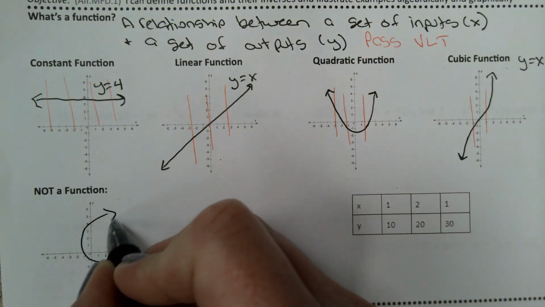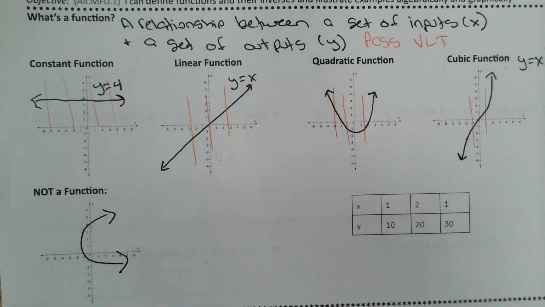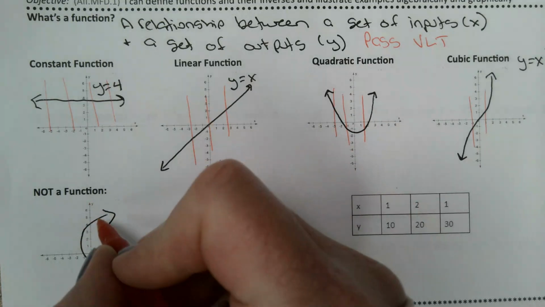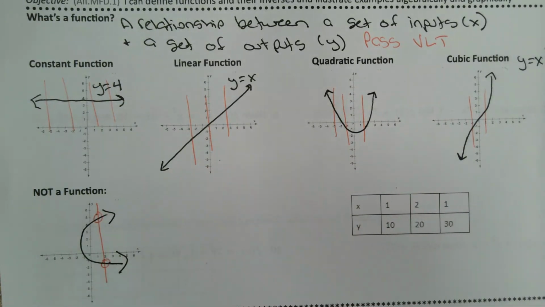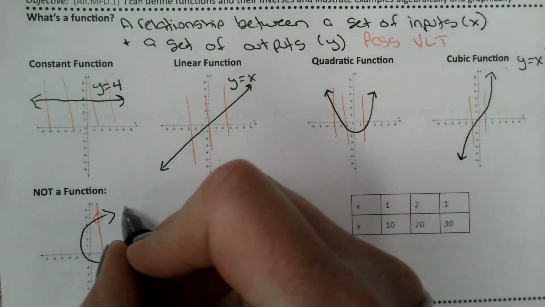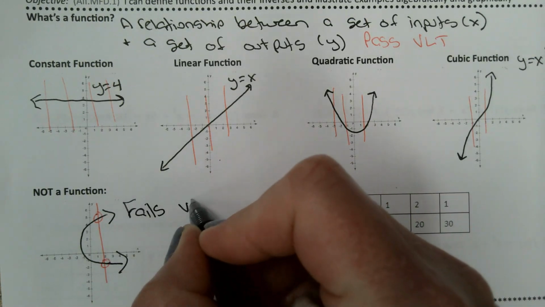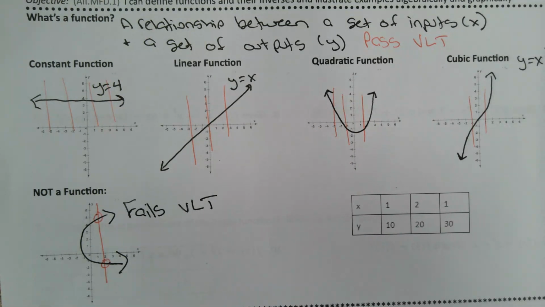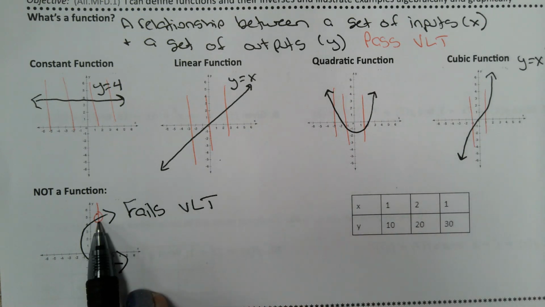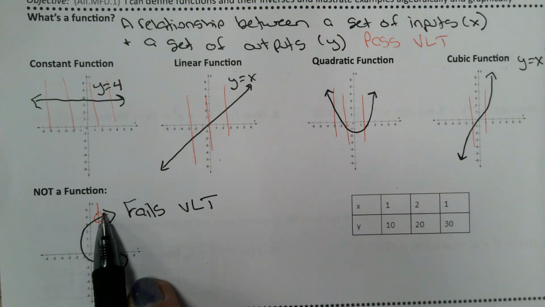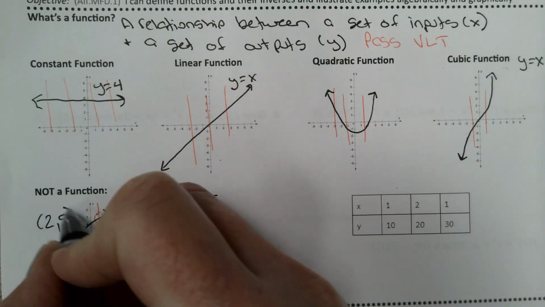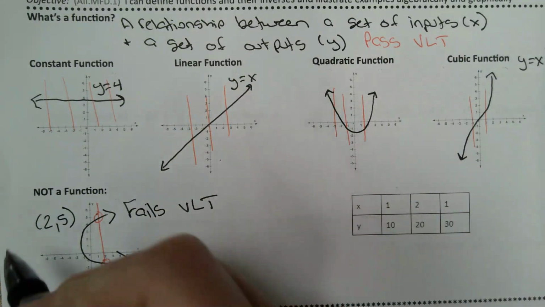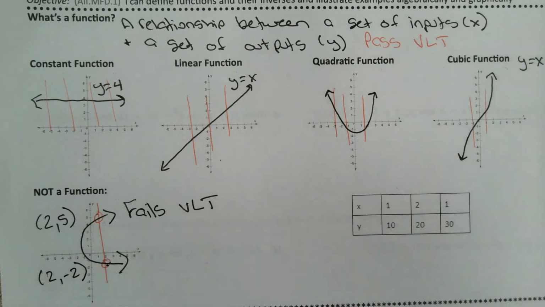So here is something that is not a function. If you took a parabola and you put it on its side, this is not a function, because when I draw a vertical line, it hits 2 points right there and there. So this fails your vertical line test. So what is it about it? So this one right here, we'll call that 2, 5.